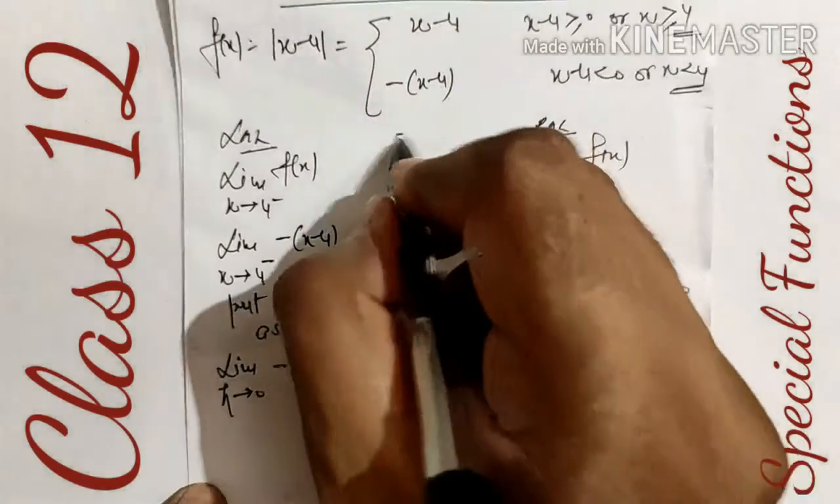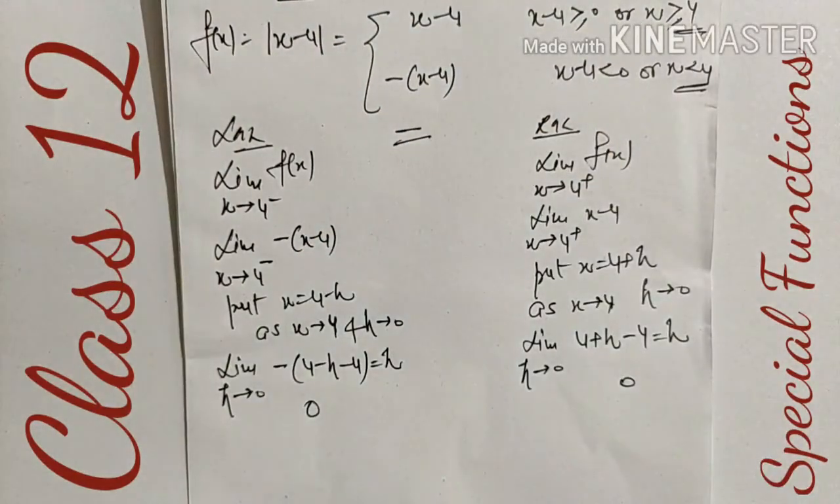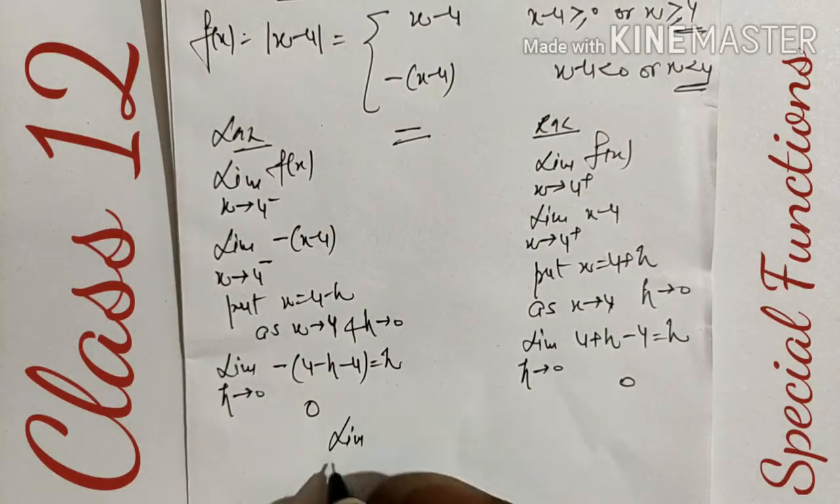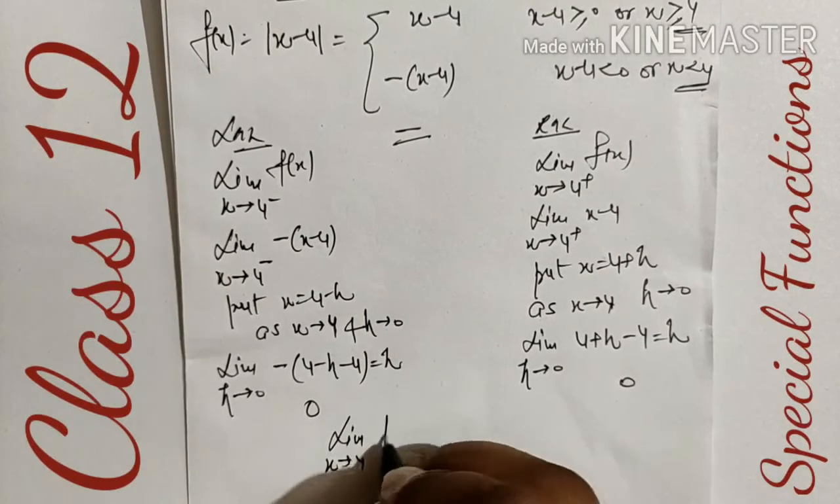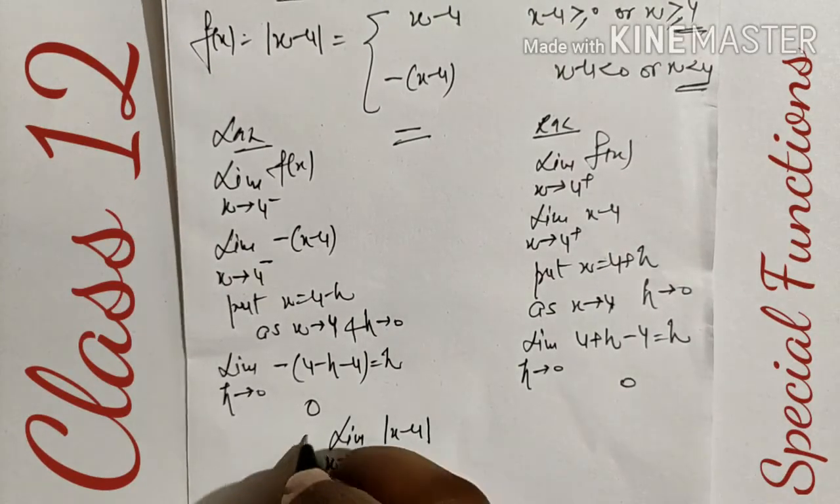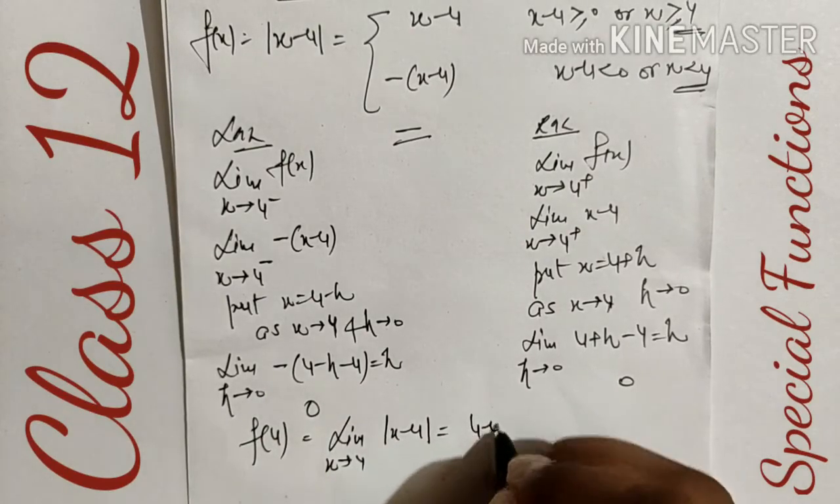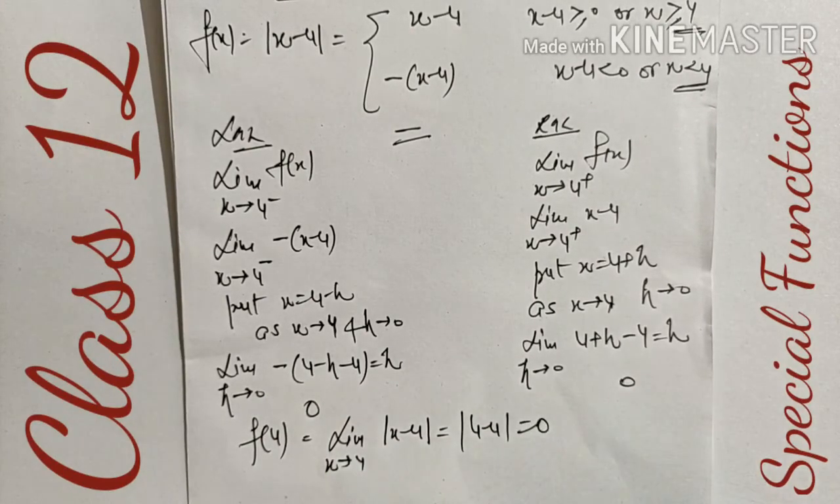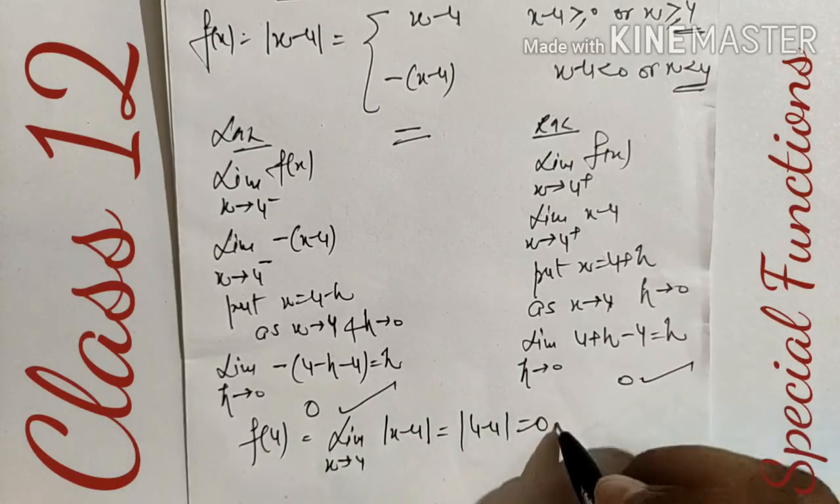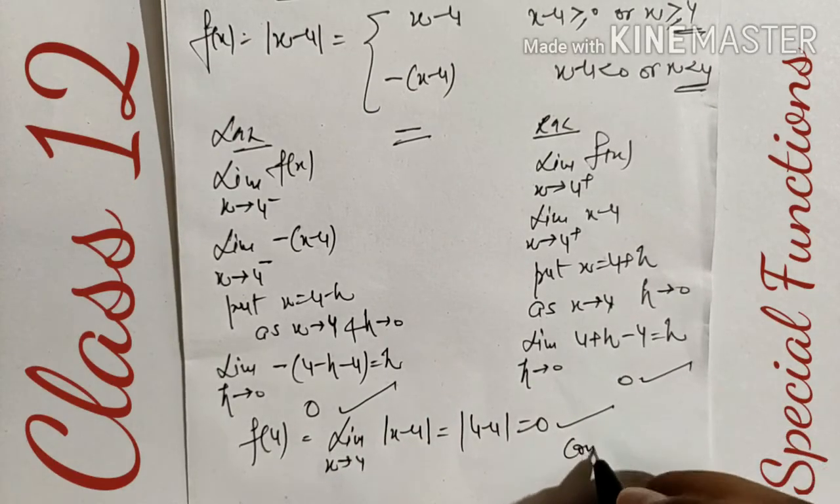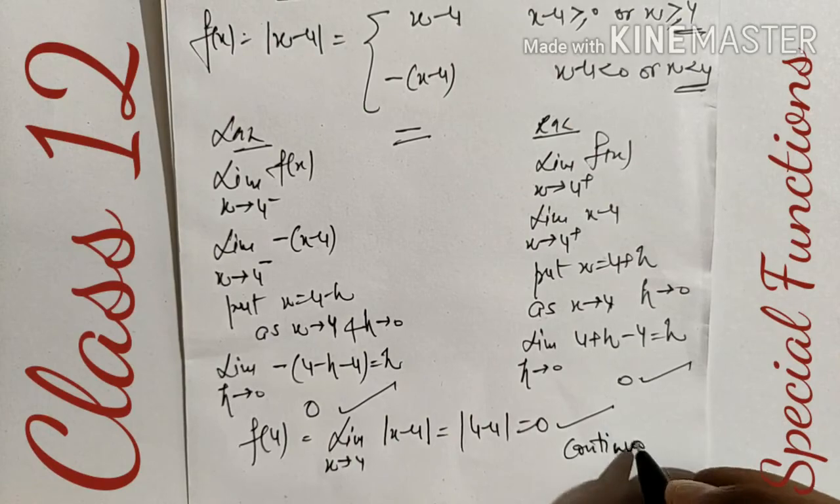It means the left hand limit and right hand limit are the same, so the limit exists. Now we have to apply the direct value in the original function. This is known as the value of the function at x equal to 4. If we use it, we get this one. If you see here, the left hand limit is 0, the right is 0, and the direct value is 0. If all are equal, that function is known as a continuous function.